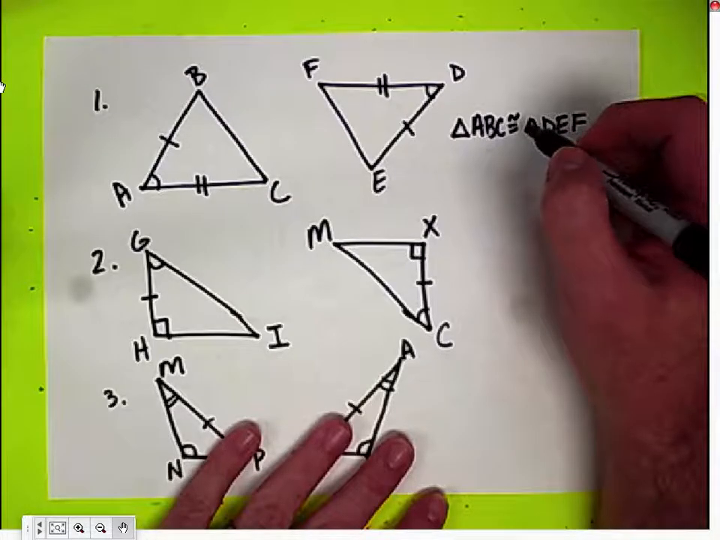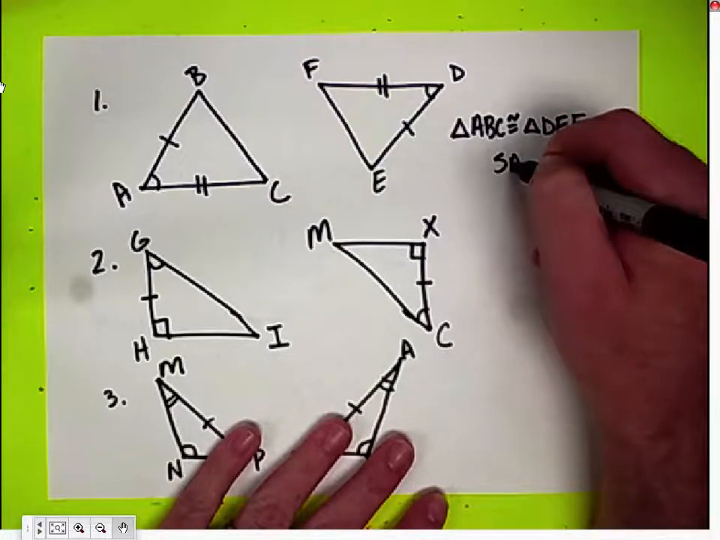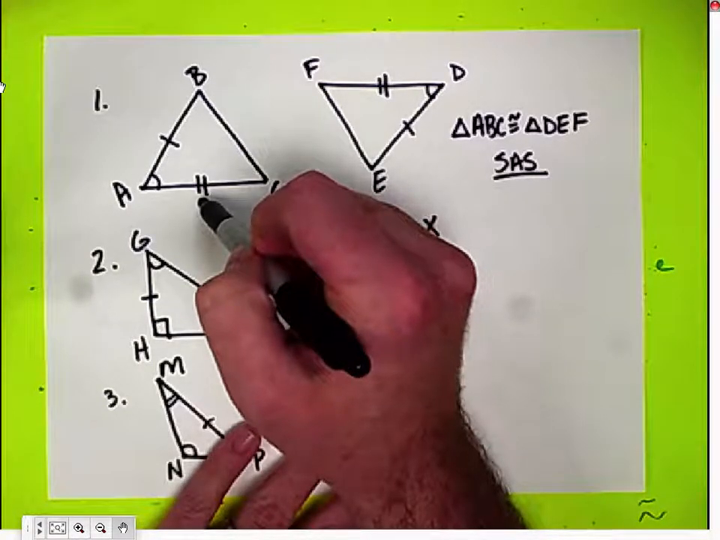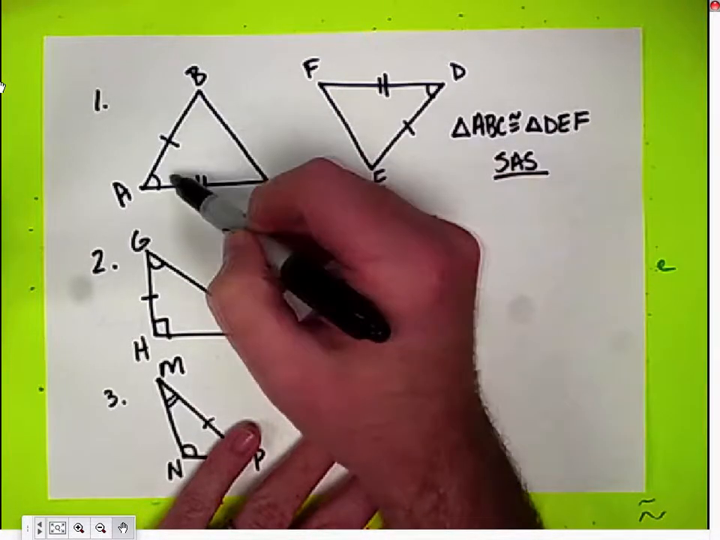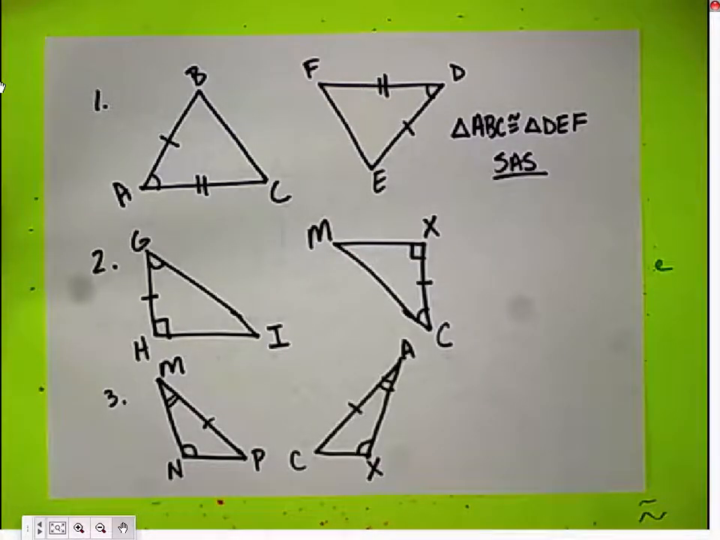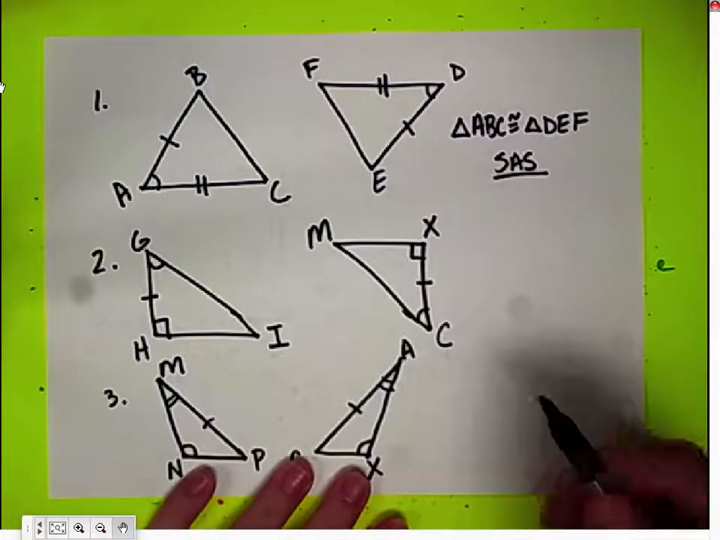Side angle side, because you know two sides and the included angle. Okay? Remember, if you know two sides and an angle, it has to be the included angle. Otherwise, it's angle side side, and we don't want that. Okay? All right, what about the second one?